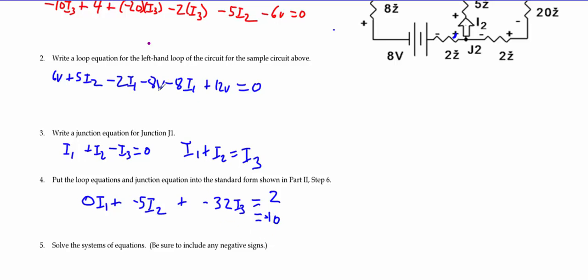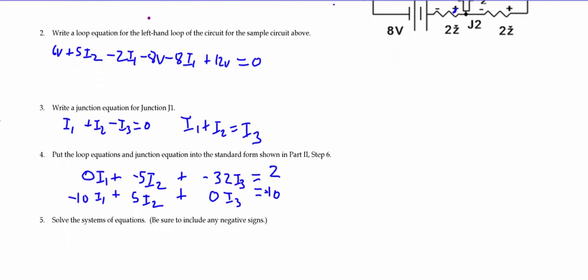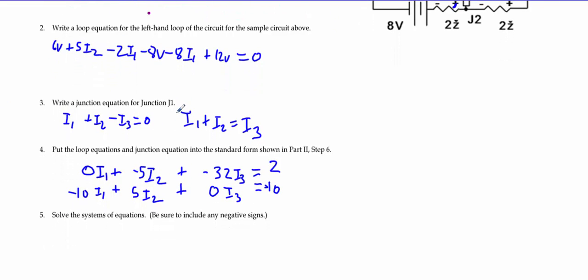Negative 8 I1, negative 2 I1, so that's negative 10 I1 plus I2. I've got 5 I2 minus nothing, so plus 5 I2 plus, and I have 0 I3 equals negative 10, and then I have my last equation where I have I1 plus I2 plus I3 equals 0. So I1 plus I2 plus I3 equals 0.